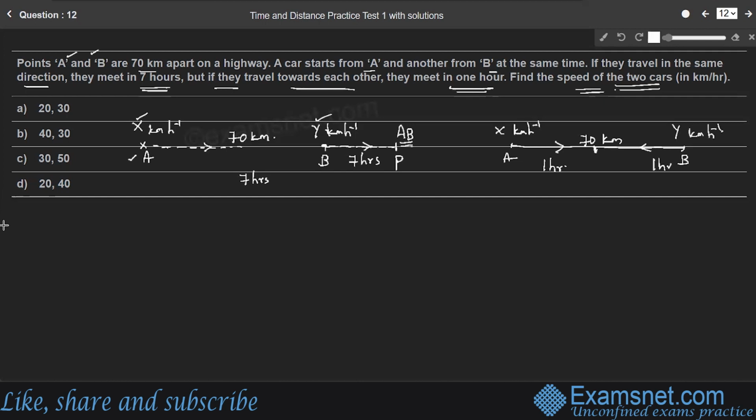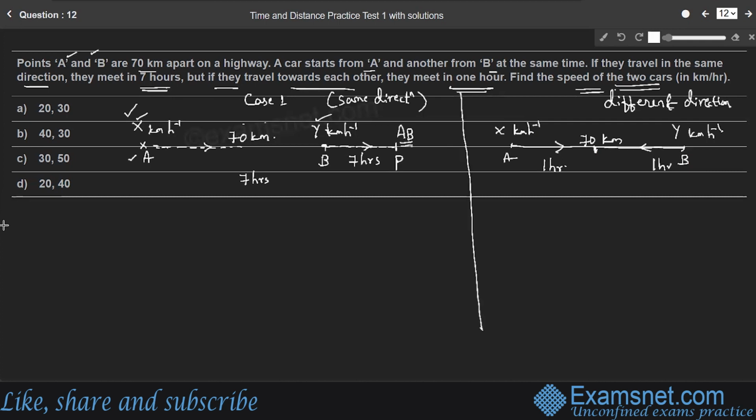Here, two cars are moving with two different speeds. In the first case, both the cars are moving in the same direction. In the second case, both the cars are moving in different directions, opposite to each other. Here we use the concept of relative speed. Using this relative speed concept, we are going to find the speeds of the two cars. So for that, let us consider the distance between them. Focus on the first case.